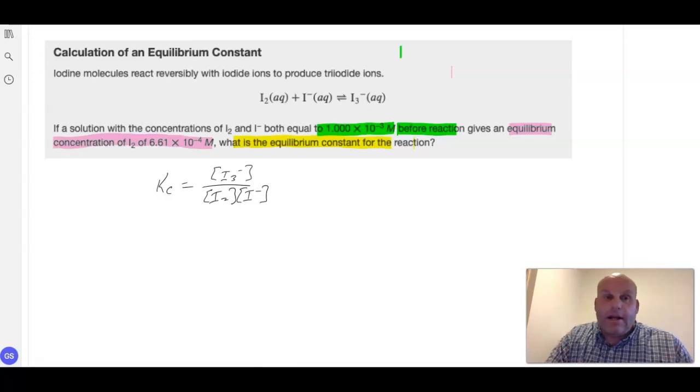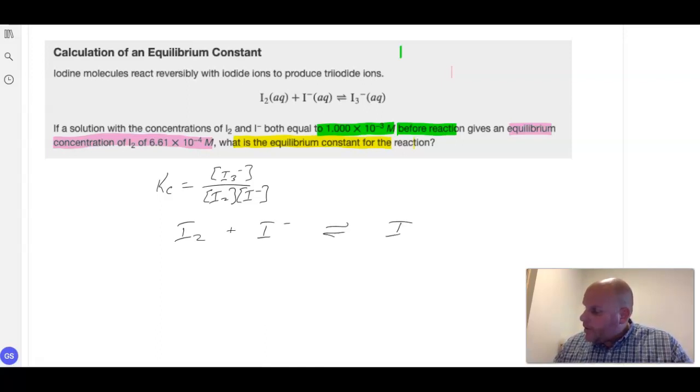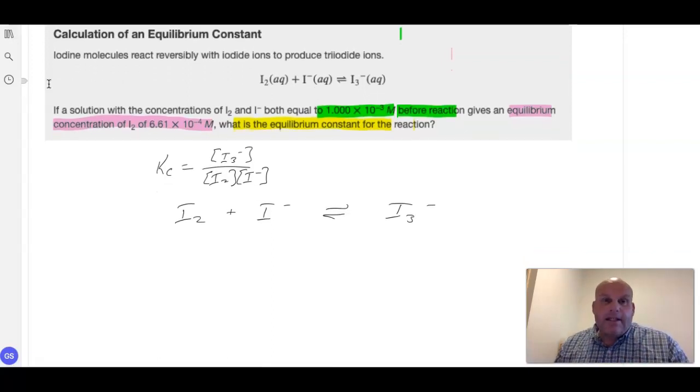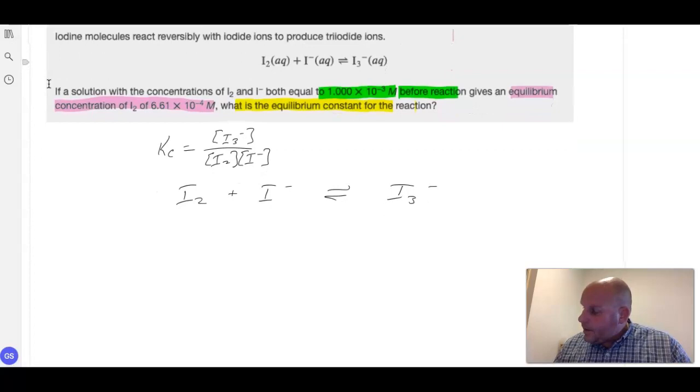And here is where an ICE table comes in. So I'm going to rewrite my reaction down here, or at least my species. And we're going to construct an ICE table. An ICE table identifies our initial concentrations, our changing concentrations, and our equilibrium concentrations.